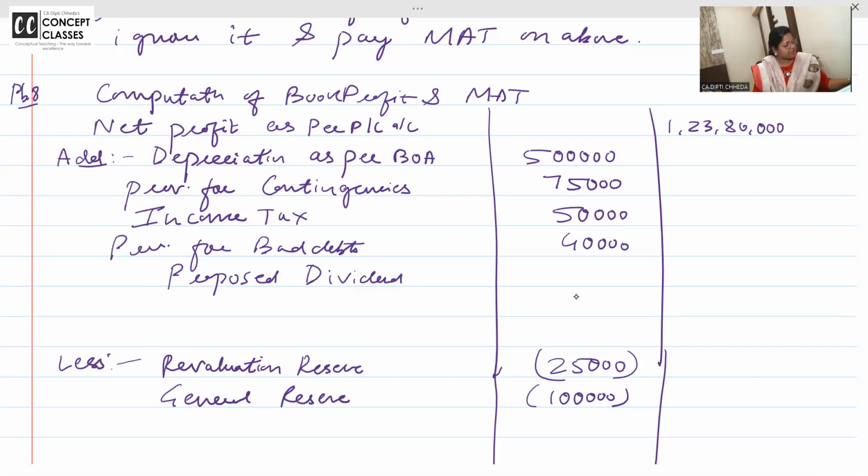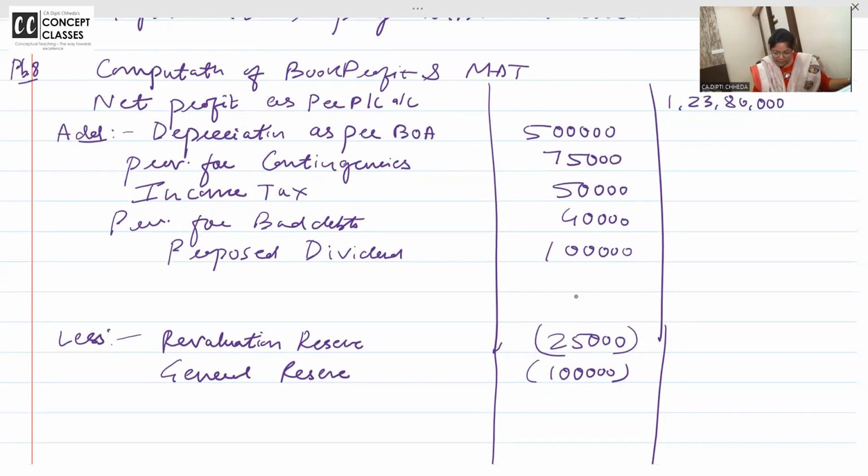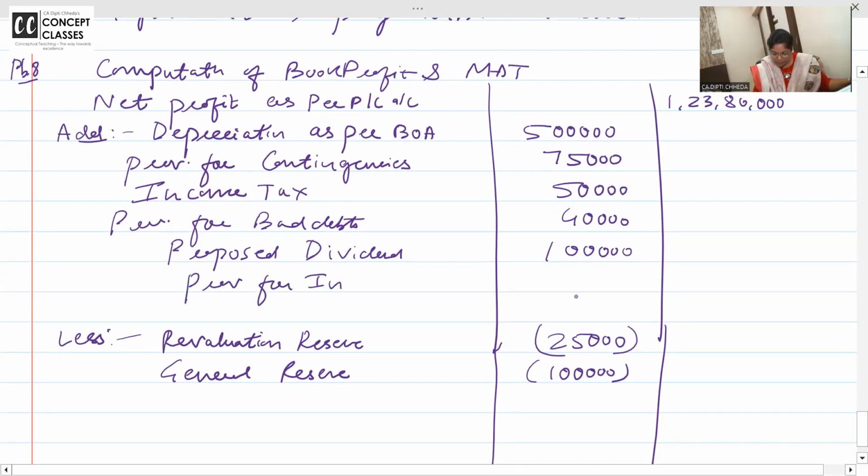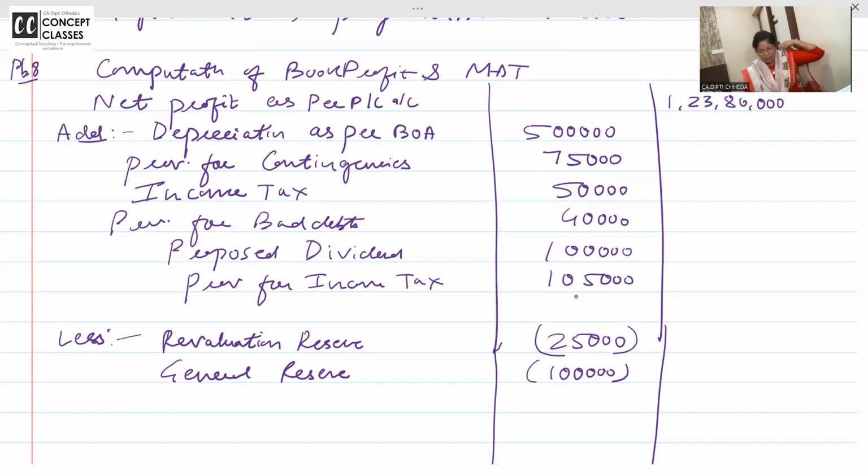Proposed dividend. Add back. Provision for income tax. Provision for income tax. Add back. Clear to all of you? All these items are to be added and this is to be deducted.